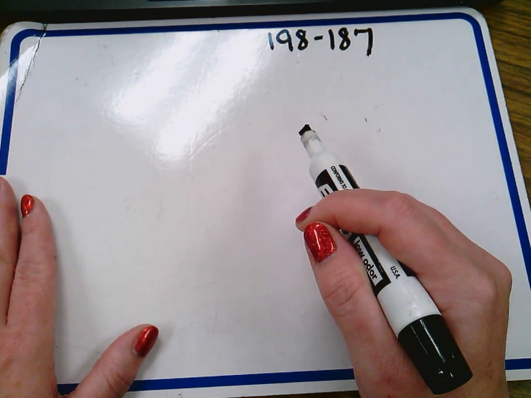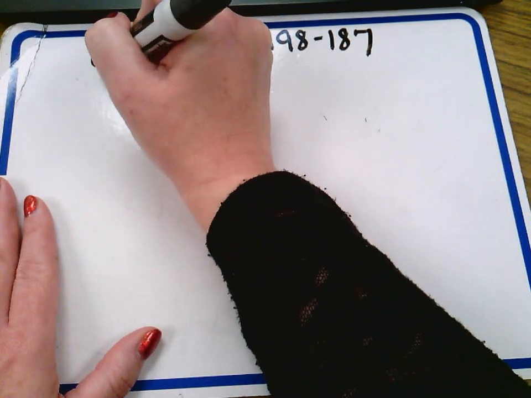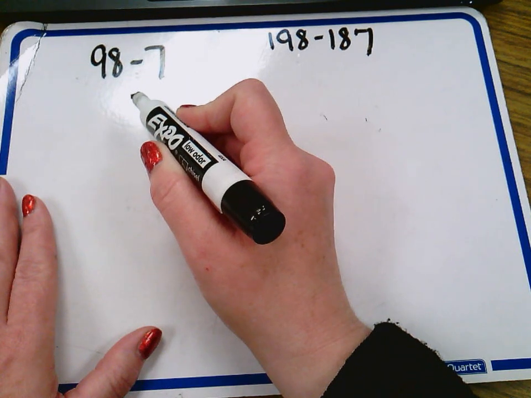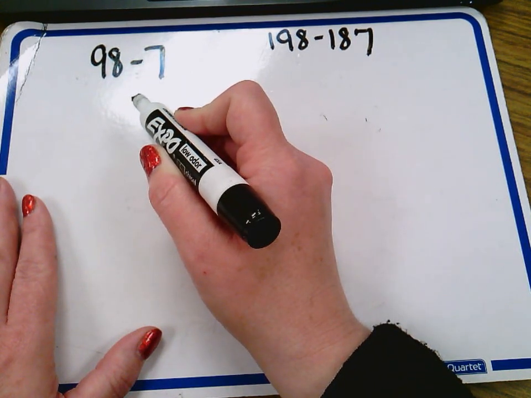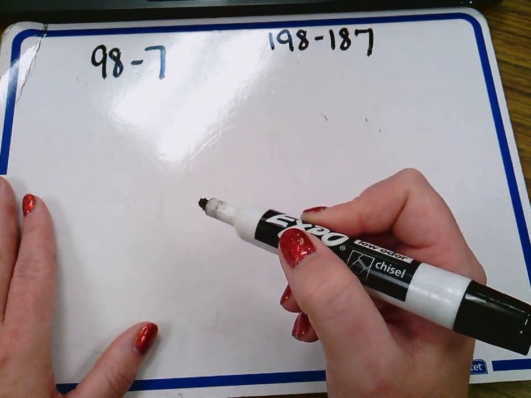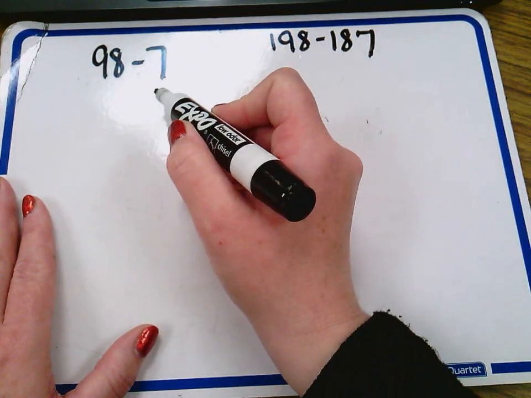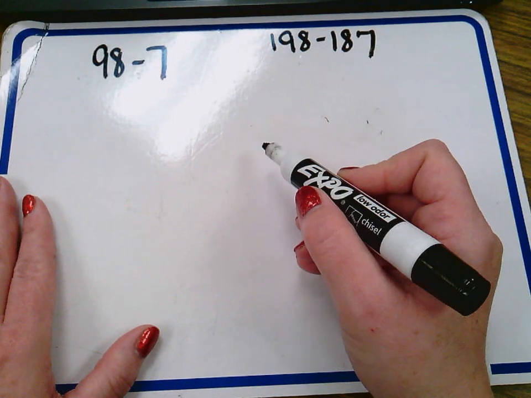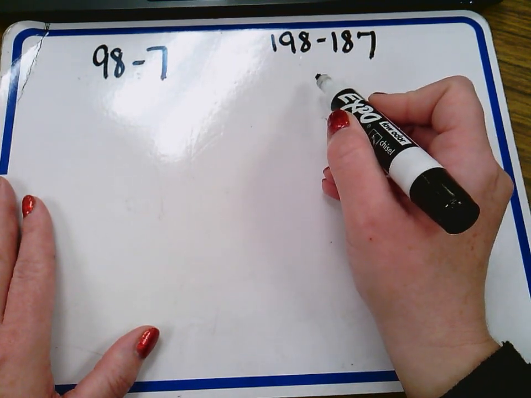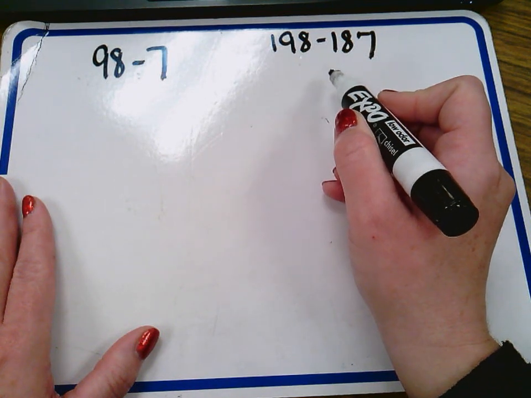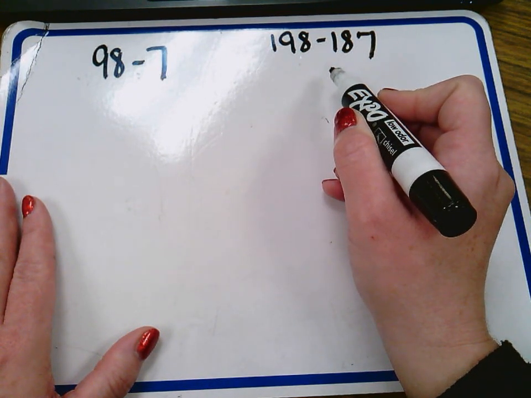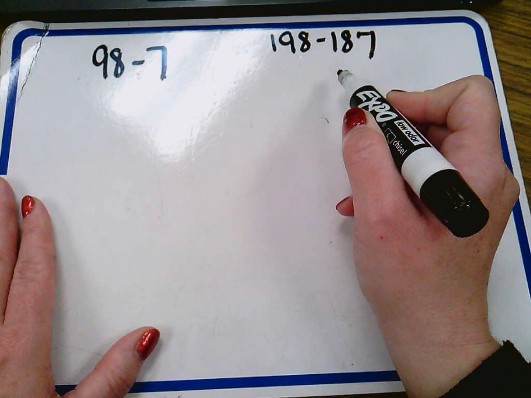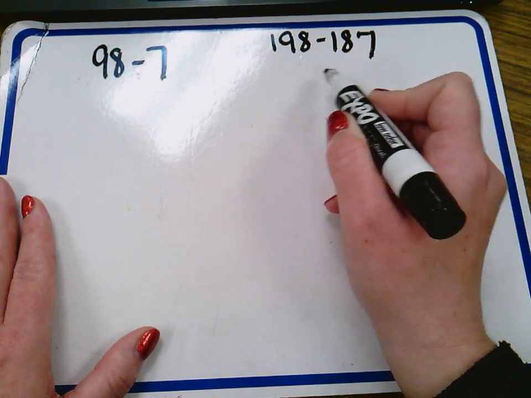For example, if you had to solve 98 minus 7, would you want to find the distance between 98 and 7, or start at 98 and remove 7? What do you think? It would probably be easier, right, more efficient to just remove 7. So how about if you were solving 198 minus 187? Would you want to remove or take away all 187? Or do you think you would want to find the distance or difference between 187 and 198?